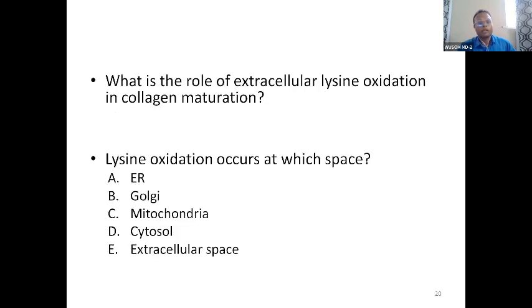Tertiary is monomeric. Now, what is the role of extracellular lysyl oxidase? You have to remember lysyl oxidase, the disorder related to that we have talked about. It is a copper-involved disorder, Menkes disease. You can utilize this concept in Menkes disease. Go and see.